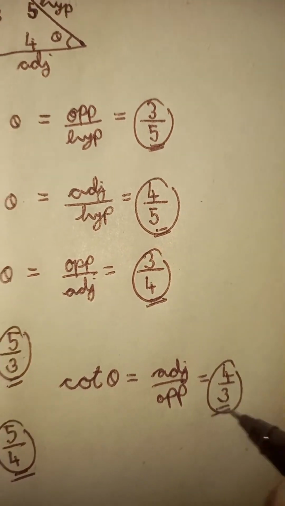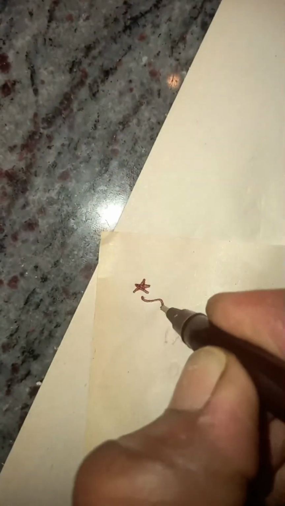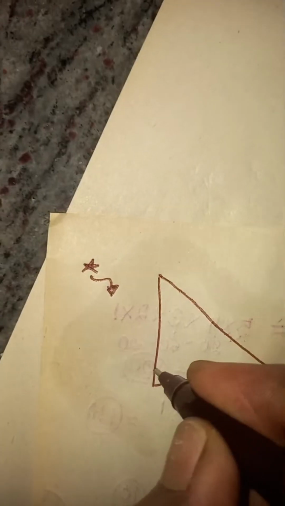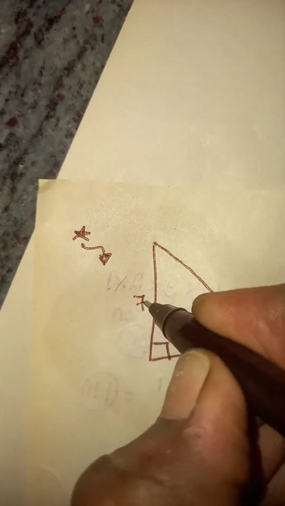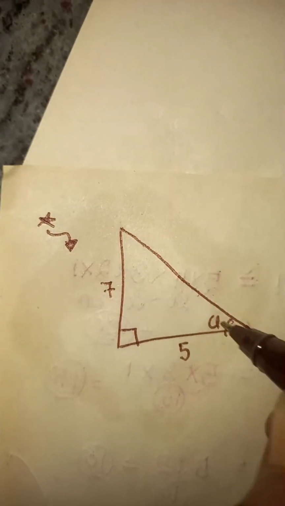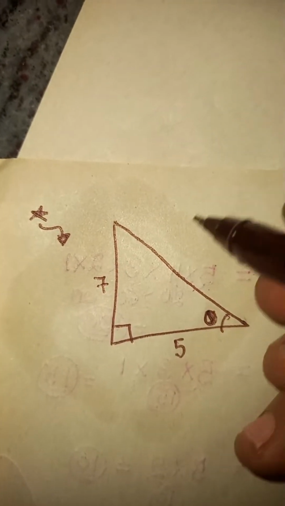You can take one more triangle. In another triangle I can show the same trigonometric values. Here they have given just two sides. In this right triangle, they have given this side as 5 units, and this side as 7 units. This is theta. You need to find the different trigonometric ratios.